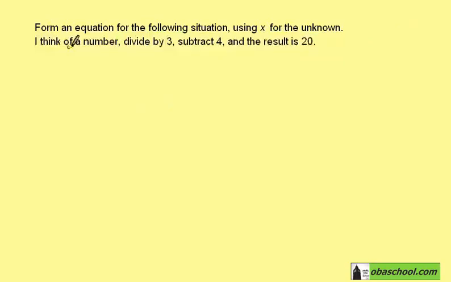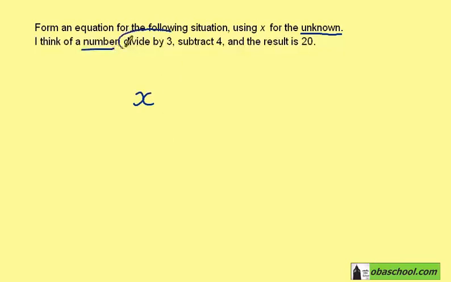We want to form an equation for the following situation using x for the unknown. I think of a number. Divide the number by 3, subtract 4, and the result is 20. The number that we think of is the unknown, so it's called x.